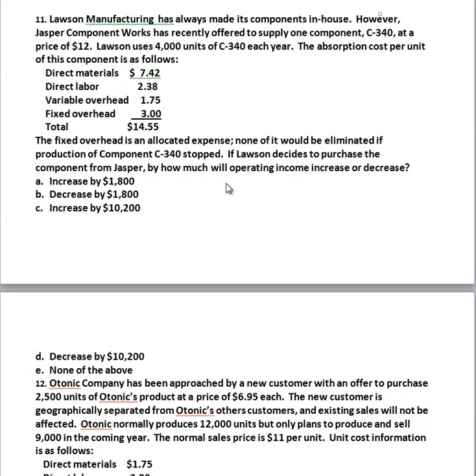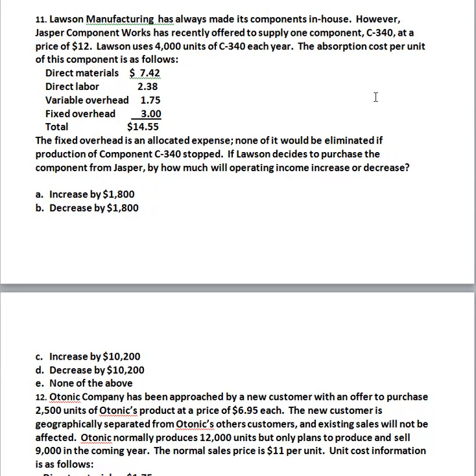The next question is asking us whether we should make or buy, so it's another outsourcing question. It says that the company has always made its components in-house. However, another company has recently offered to supply the component at a price of $12. We need 4,000 of these components every year.